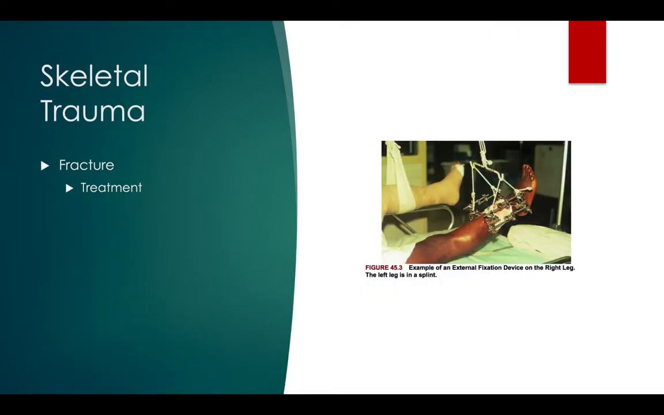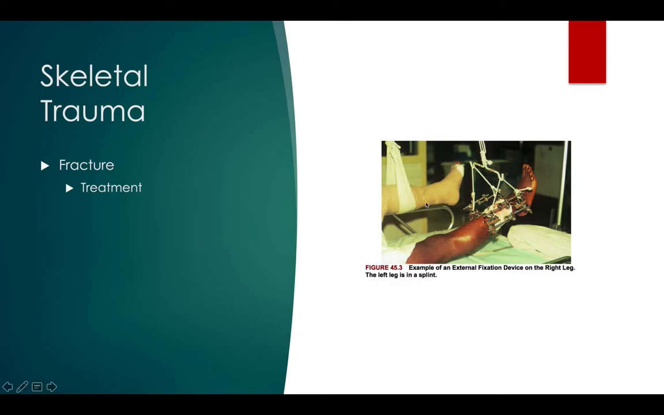This is an example of an external fixator. As you can see, there's pins. They're kind of hard to see, but you have a pin in the proximal part of the bone and then in the distal part of the bone. So the fracture would be in the middle here. And these rods are used to provide structural rigidity to help keep those two bones in place.